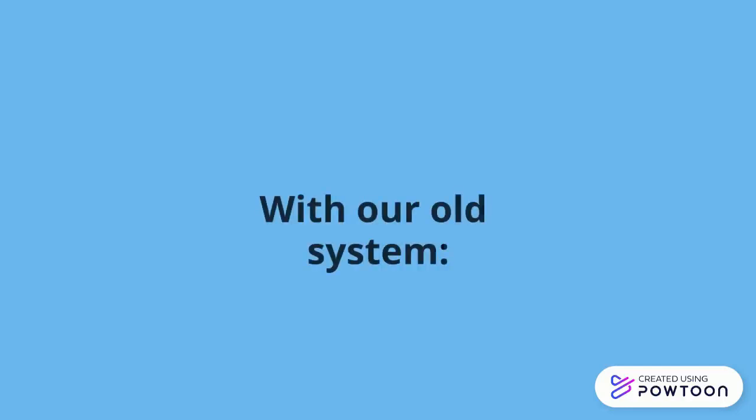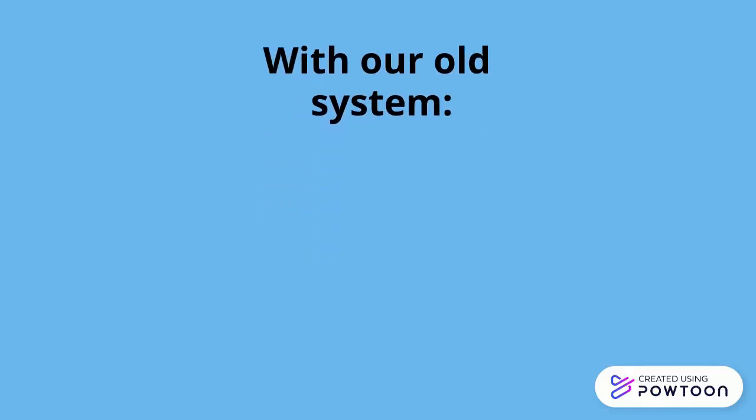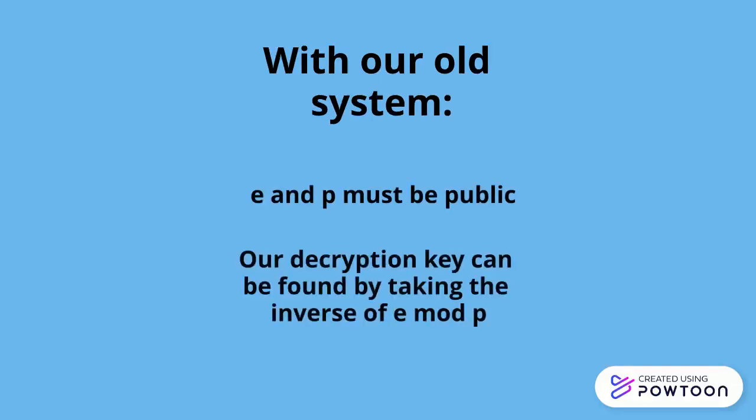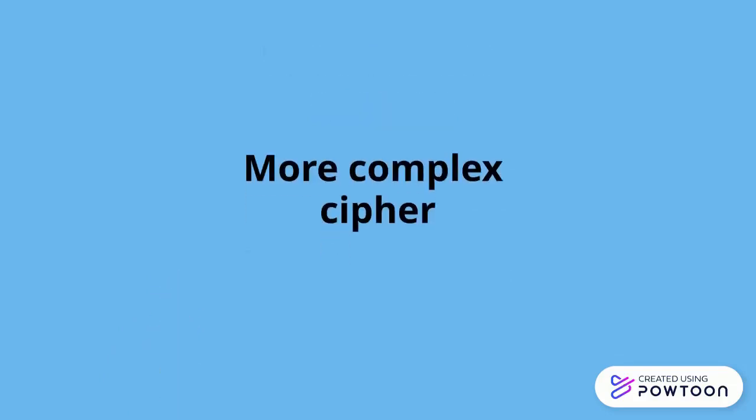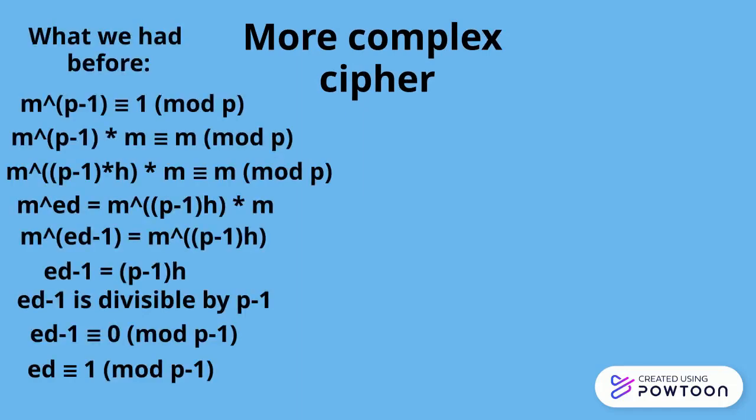For someone to encrypt a message using the system we worked out, they'll need to know what E and P are. But with that knowledge, they can figure out D. So if I publicize the encryption key, people can work out my decryption key too. We need to ramp up the complexity of our cipher a bit so that it can't be cracked by someone who knows the encryption key.